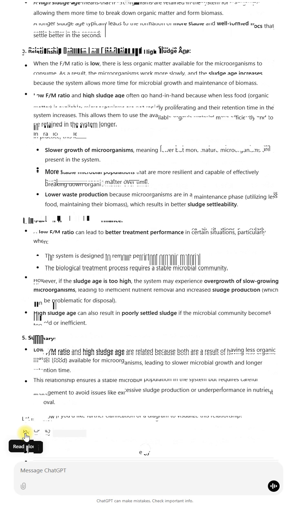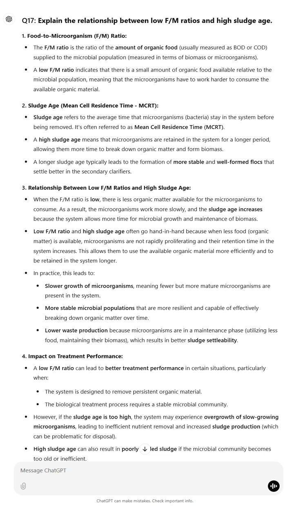Q17. Explain the relationship between low F/M ratios and high sludge age. 1. Food to microorganism, F/M ratio. The F/M ratio is the ratio of the amount of organic food, usually measured as BOD or COD, supplied to the microbial population, measured in terms of biomass or microorganisms.